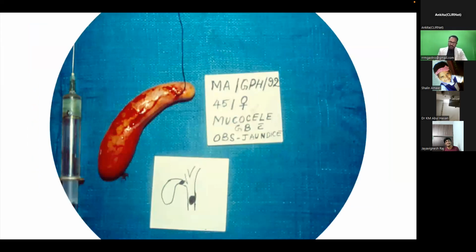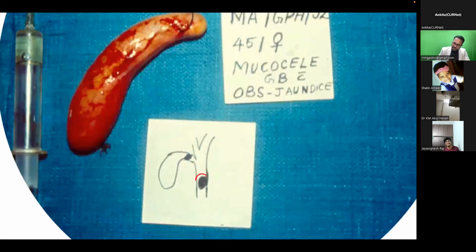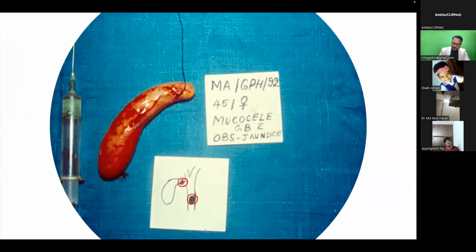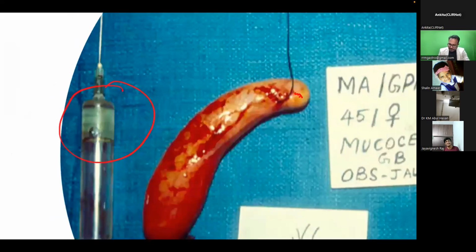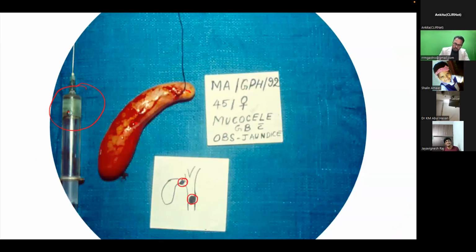Okay, so this is one of the patients I told you about, a double impacted stone. See this patient having a stone here, another stone here. When we were operating, we got a gallbladder which has only pure fluid. You can see this is not bile. Inside the gallbladder, there is pure clear fluid known as mucocele.